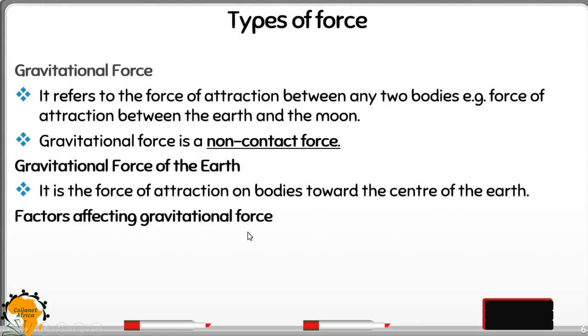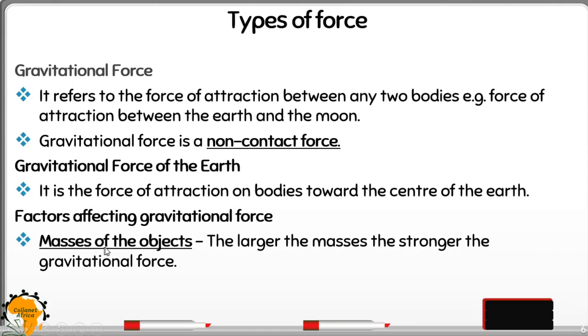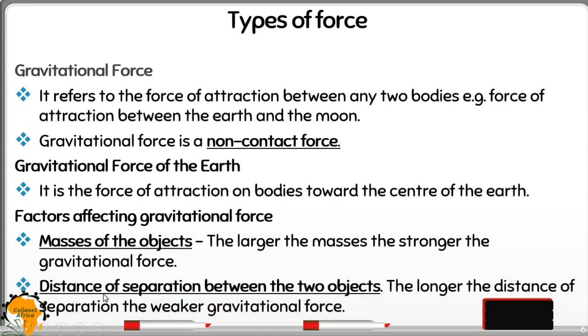Factors affecting gravitational force. One, we have the masses of the objects. We say that when the masses are larger, then the gravitational force is greater, and vice versa. When it is smaller, then the force is weaker. Then the second factor is the distance of separation between the two bodies. When the distance is longer, it is weaker, and when the objects are closer, then we have a stronger gravitational force.